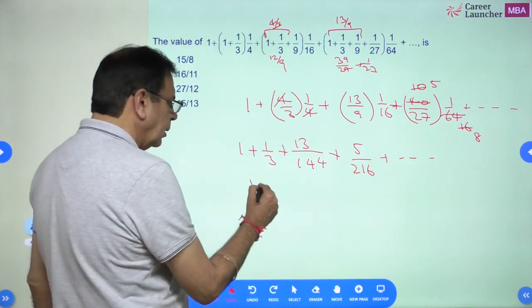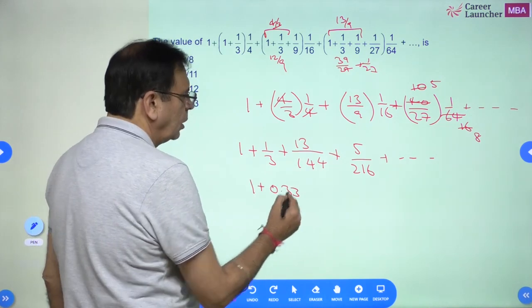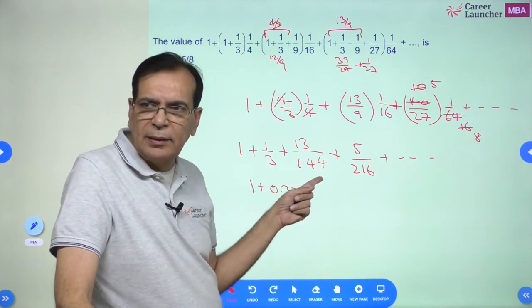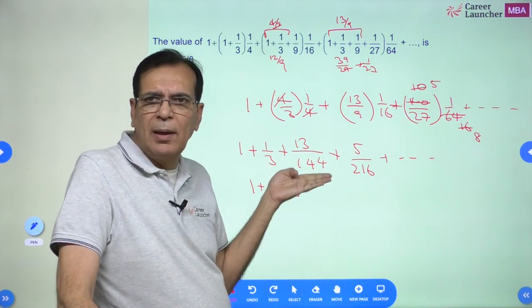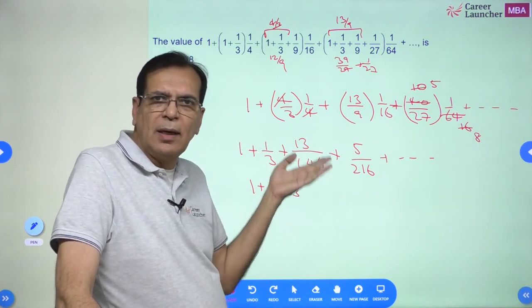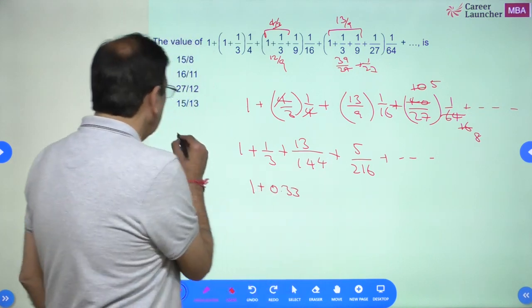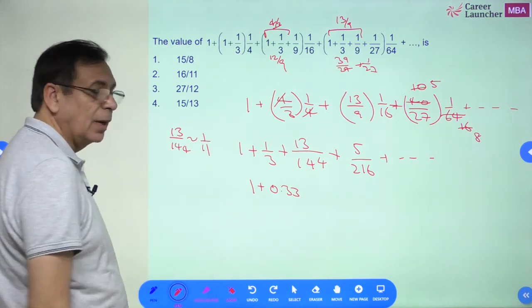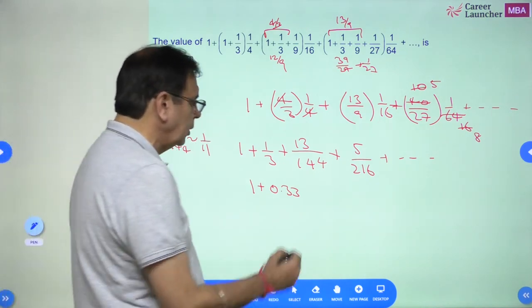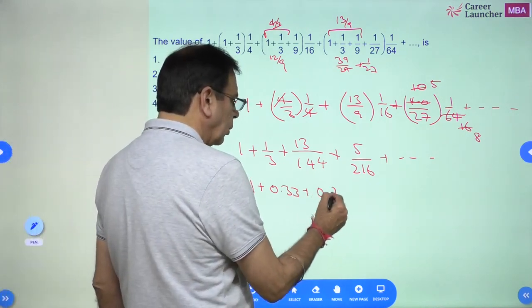So what is this? 1 plus 0.33. 13 into 10 is 130. 13 into 11 is 133. So this is approximately 1 by 11. 13 into 10, 130. 13 11 is 140. This is approximately 13 by 144, which is approximately 1 by 11. 1 by 11 is how much? 9.09%, or approximately 0.09.